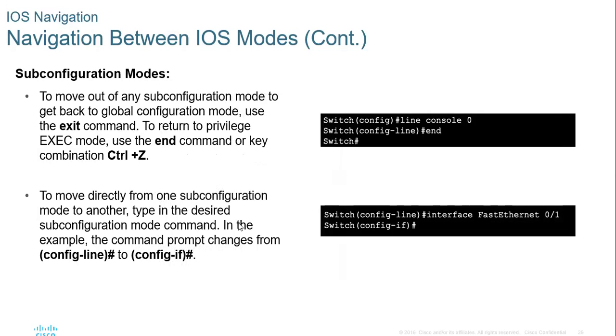Here the exit command is being used, as we have used previously. To return to the privilege execution mode, use the end command or the shortcut key Control Z. Control Z is used to exit from those commands. To move directly from one configuration mode to another, type in the desired sub-configuration mode command. In the example, the command prompt changes from config-line# to config-if#.